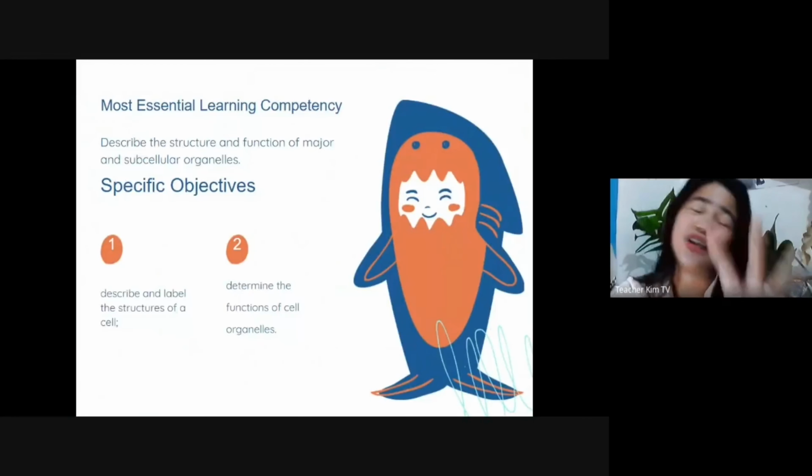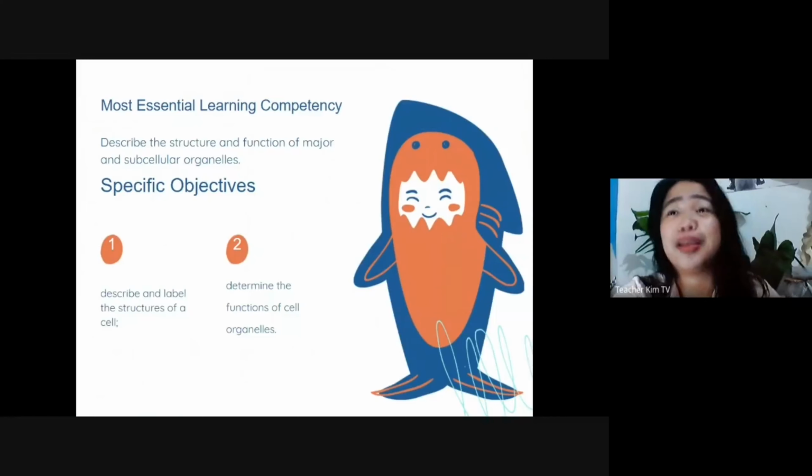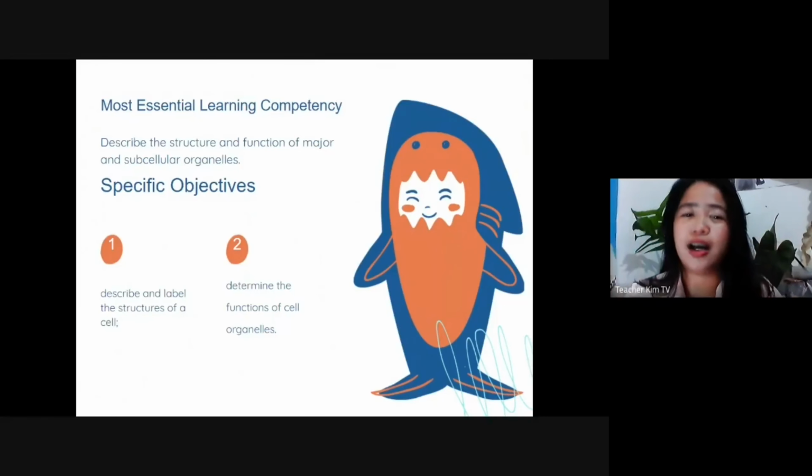So, ngayon, meron na tayong siguro PowerPoint presentation na to. Gusto ko makita nyo na. Kasi mahirap na ngayon mag-imagine dahil i-discuss ko na sa inyo yung mga structure. Okay. So, let's proceed to the competency.